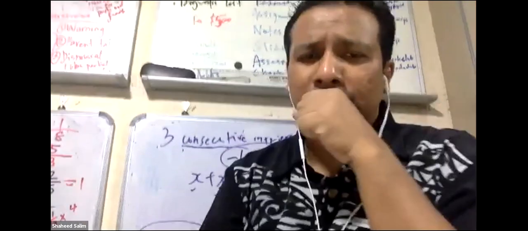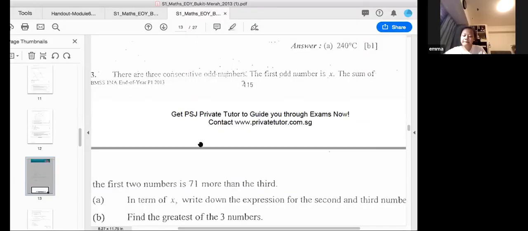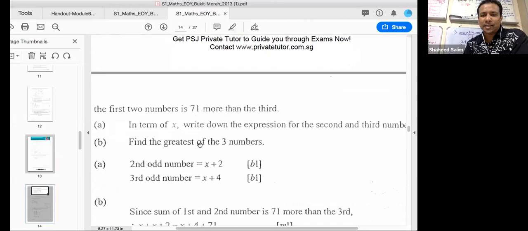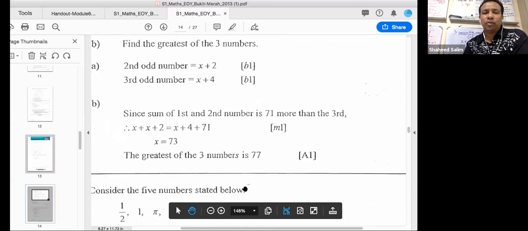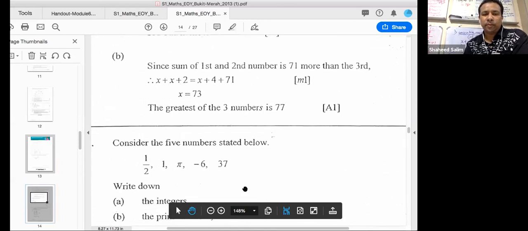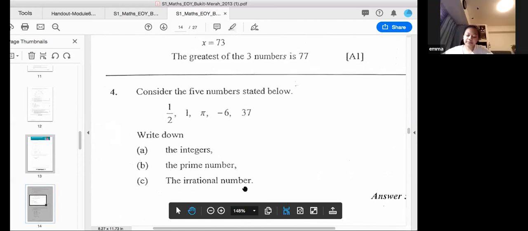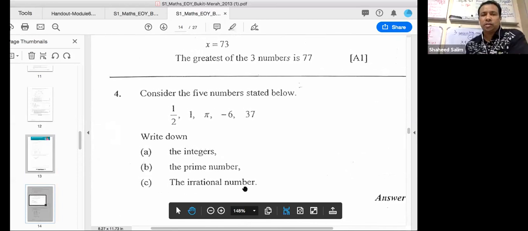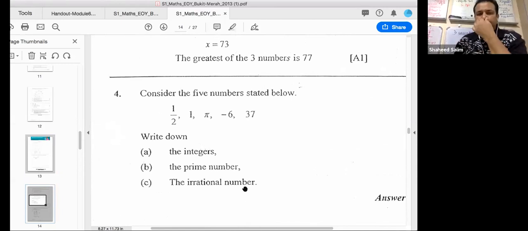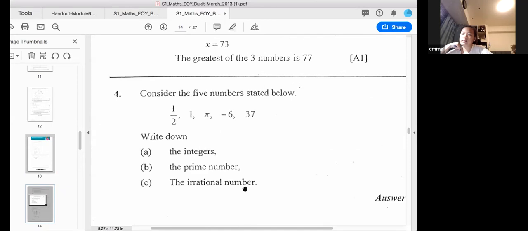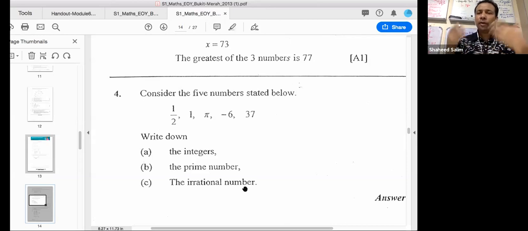Okay, let us look at your next one. We just check the answer down here. Can you see there's now the 73, 75, 77, we went through. Could you do question 4? Okay, what's the answer? Write down integers. What are the integers to you? Whole numbers. So what are they? 1, -6, and 37. Well done. Prime number? 37. Good. Irrational number? Pi. Well done. You are very clear about this.